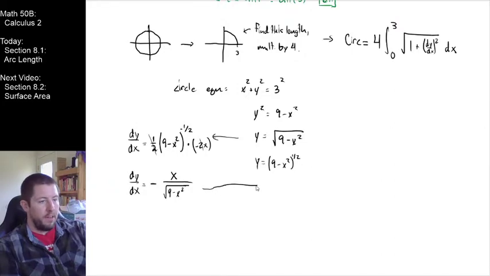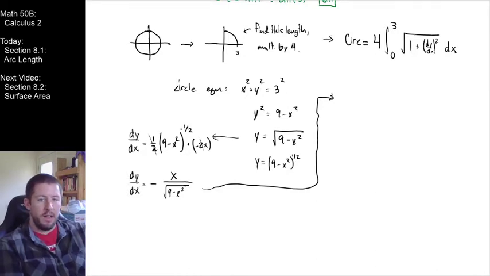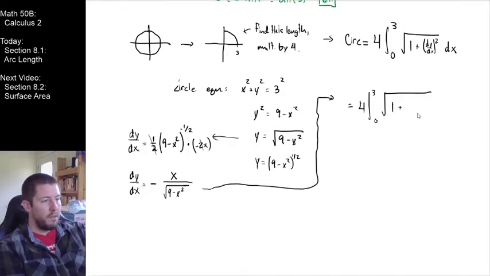I'm being very irresponsible here, but at least I'm drawing some arrows, helping guide us along to where we're going here. So now I've got my dy dx equation. Now I can go ahead and throw this into the integral of interest right here. So the circumference is 4 times the integral from 0 to 3 of the square root of 1 plus negative x over the square root of 9 minus x squared, that's all being squared, dx. Now, this is kind of a bummer that we have a square root and a square root, but this square root's getting squared right here, so that's going to be slightly less of an issue for us.